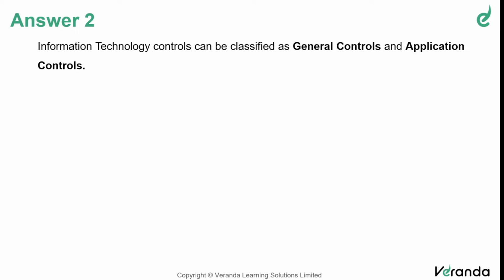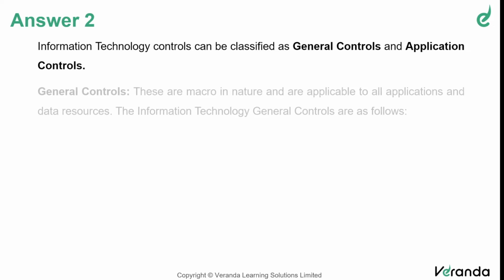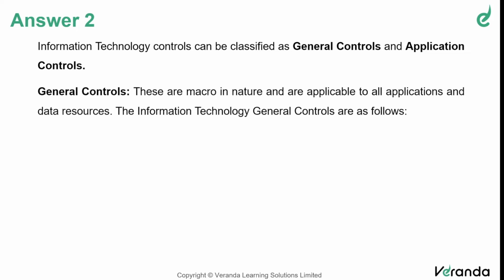And these are also known as macro controls. Macro, applicable at all levels. Macro and infrastructure. These are macro in nature and applicable to all the data resources. Now they are as follows.